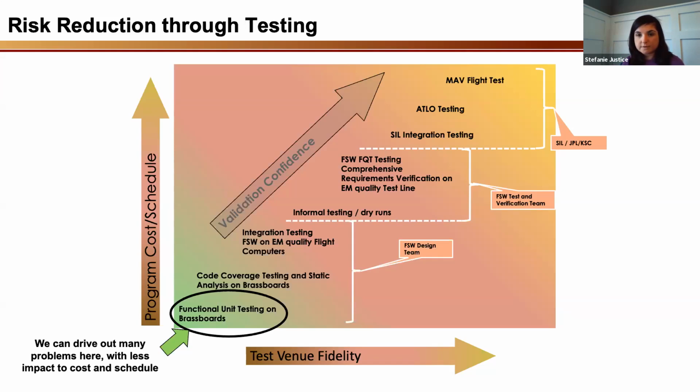And of course, this is the classic curve of as your program cost and schedule increases, as your test venue fidelity increases, and as you get farther in the project life cycle. So we're hoping that this early prototyping will really help us drive out a lot of issues to avoid issues down the line.